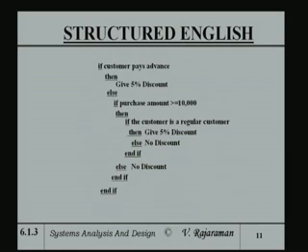I'll very quickly give an example. If customer pays advance, then give 5% discount. Else, if purchase amount is greater than 10,000, then if customer is a regular customer, then give 5% discount. Else, no discount. And so there is a whole lot of nested ifs and elses. The whole point is that it gives a set of rules for giving discounts when a customer buys something from you, based on the purchase order and so on.